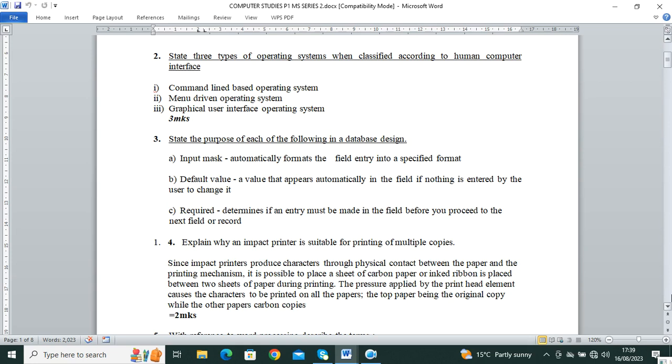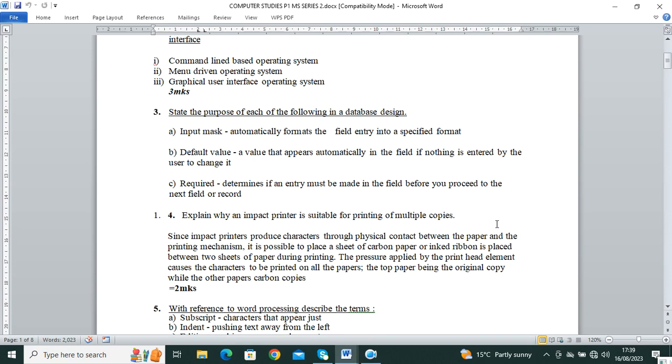Then we have the default value. It is a value that appears automatically in the field if nothing is entered by the user or changed. Rather, it is a value that is entered automatically for new records. Like if I set my year to 2023 as my default value, that means that the next record that will be blank will be fed with 2023. Then we have required. Just like the word goes, required means it is either required or not required. That is yes, no. So it determines if an entry must be made in the field before you proceed to the next field. Simple.